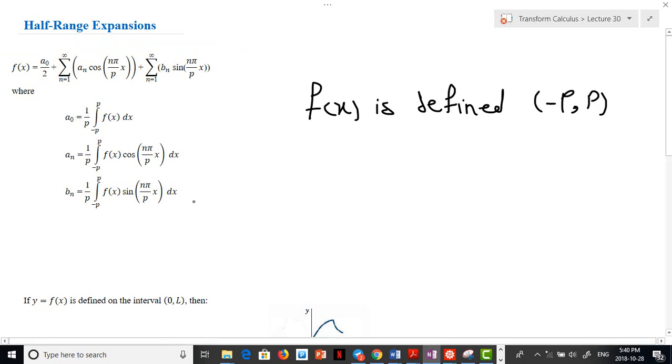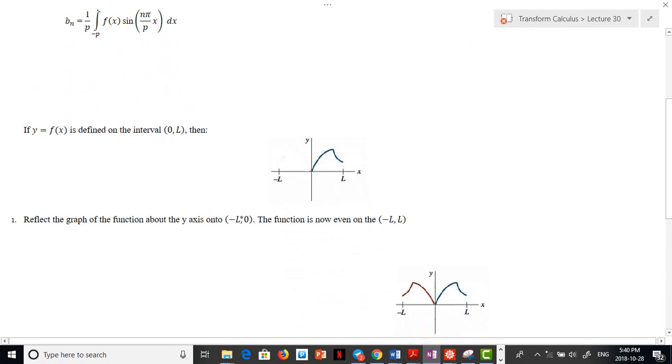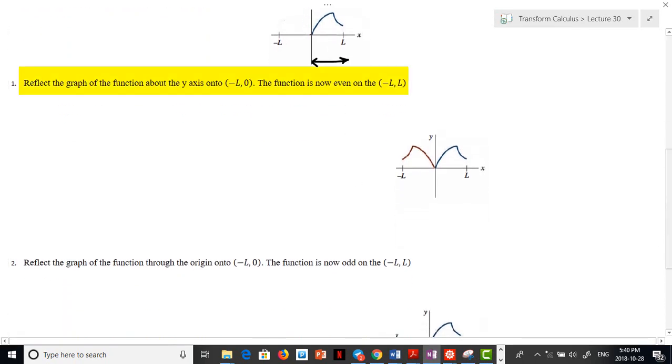Now we want to see what we have to do if we have a function which is defined on the range of 0 to L. In fact, the range of the function is not symmetrical in this case. For example, if y equal to f(x) is defined on the interval 0 to L, we want to find the Fourier series of this function. In order to do that, we have three approaches to solve the problem. In the first one, we can reflect the graph that we have.